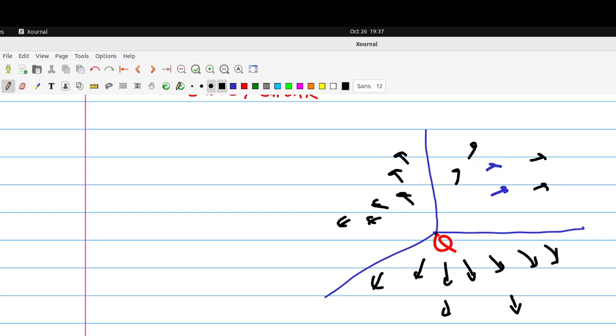So if you find the divergence of this field, divergence is defined at every space point, every x, y, z. So you can calculate the divergence all over the place. You will get zero everywhere except the origin. There you will get a finite value.